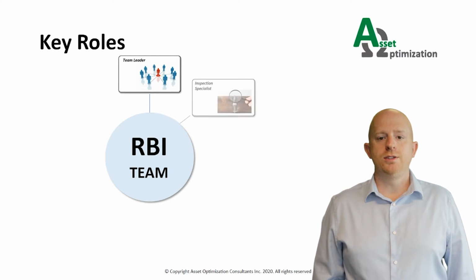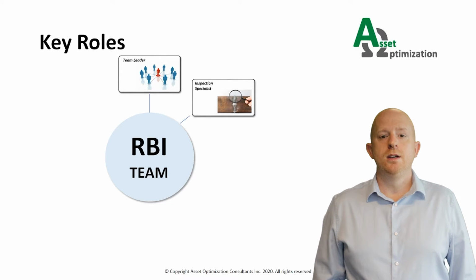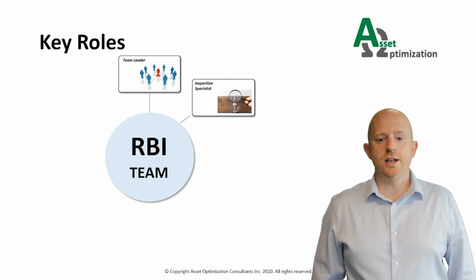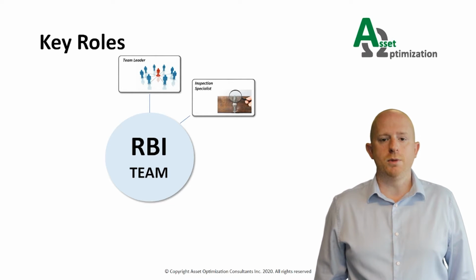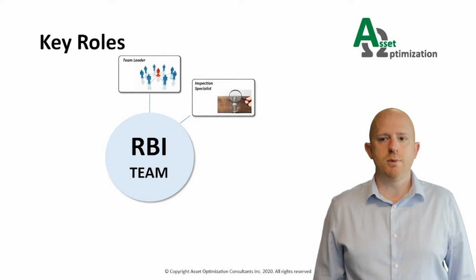The next key role is that of the inspection specialist. This individual collects the design and condition data for the equipment included in the assessment. Part of this data collection effort involves reviewing the effectiveness of the inspections, and as such the inspection specialist should be very familiar with the equipment and the inspection methods employed at the facility. This role also involves the implementation of the recommended inspection plan as derived from the RBI assessment. Plant inspectors, or well-experienced NDT technicians, are ideally suited for this role.